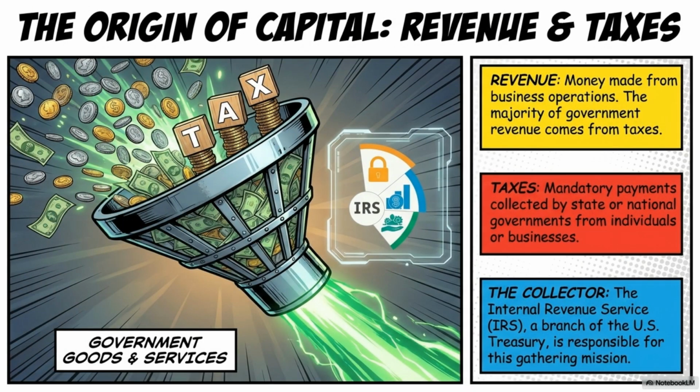Revenue is money made from business operations, with the majority of government revenue coming from taxes. Taxes are mandatory payments collected by state or national governments from individuals or businesses. The Internal Revenue Service, or IRS, is responsible for gathering this capital.